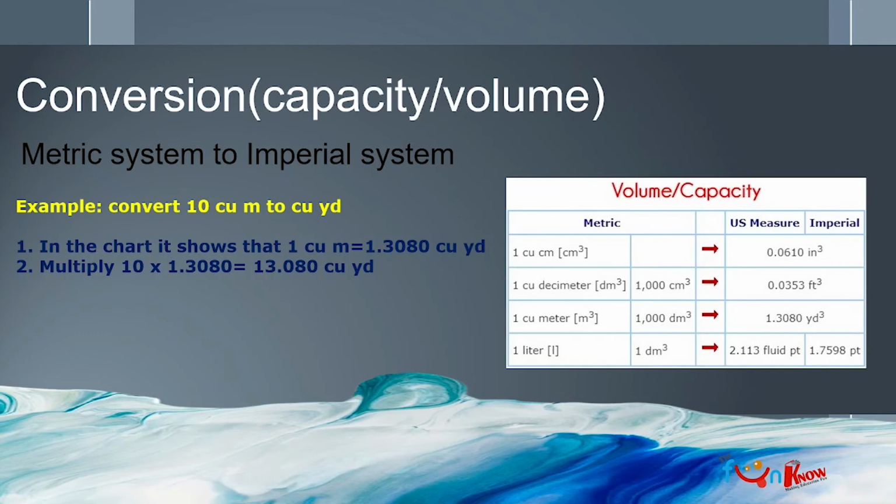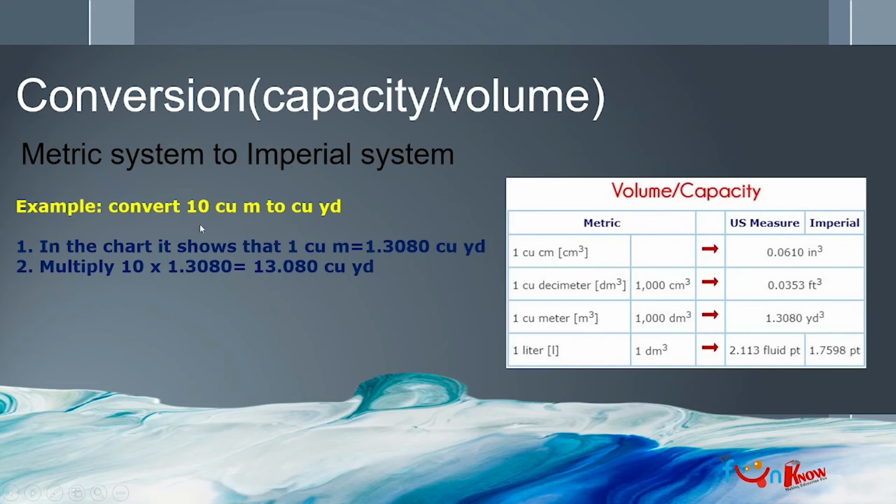Check the example. You have to convert 10 cum to CUYD. So how are you going to convert? First, cum means this or this or this. We have to find it out. So first we'll just write 1 cum, that is 1 cu meter. They are asking m means meter, right? This is centimeter, this is decimeter. So this is our value, 1 cum. So 1 cum is 1.3080 yd cube.